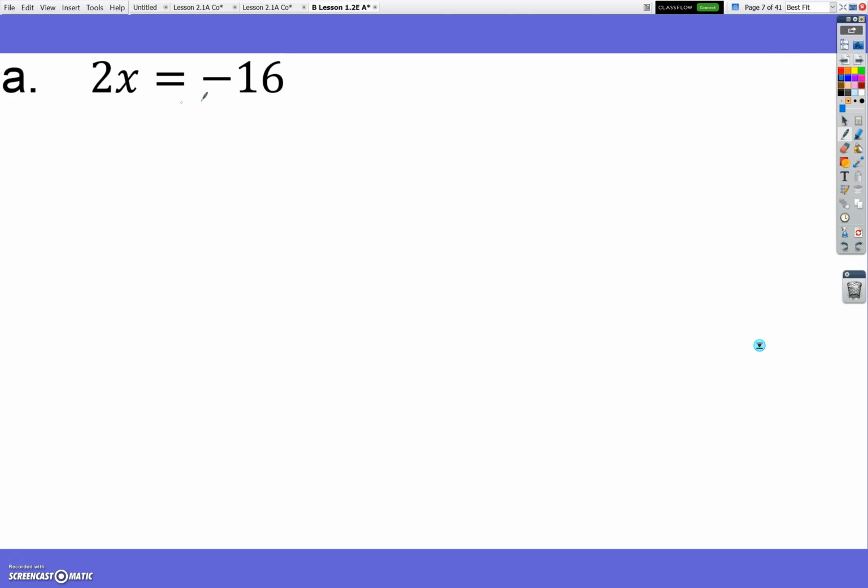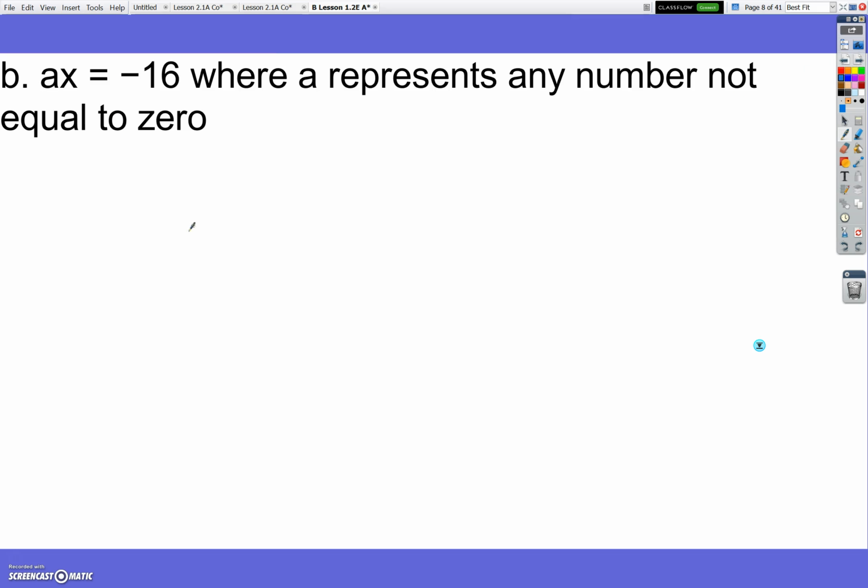So same idea. I have 2 times x. How do I get rid of multiplication? Well, the opposite of multiplication is division. This would give me then x is equal to negative 8. This is a problem that we've seen before. Now let's go ahead and look at one where it's a little new.